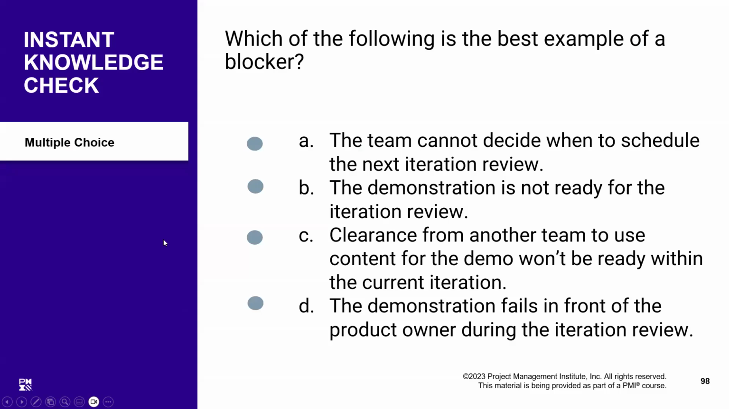Question: which of the following is the best example of a blocker? Clearance from another team to use content for the demo won't be ready within the current iteration. Letter C. Very nice. You are very right.